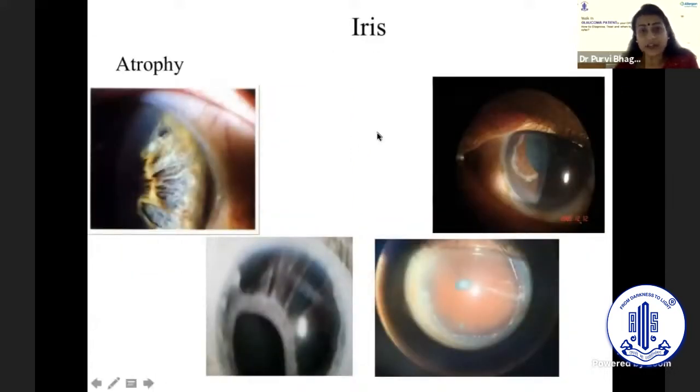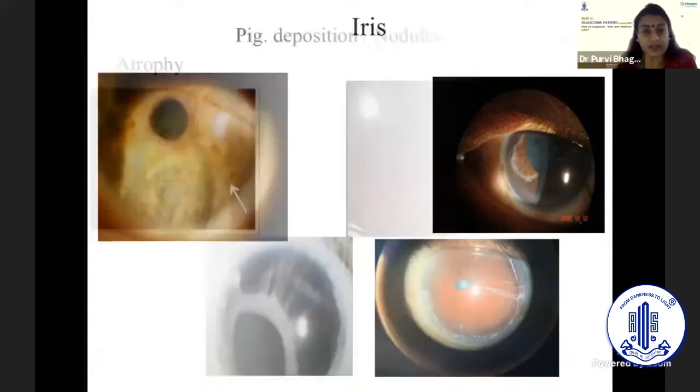Iris atrophic patches of various types could be there. You can have this classical sectoral iris atrophy because of previous attacks of angle closure, or you can have iris atrophy because of herpes eye disease or the exfoliation syndrome, etc. So all this will tell you that this patient definitely needs further glaucoma investigation.